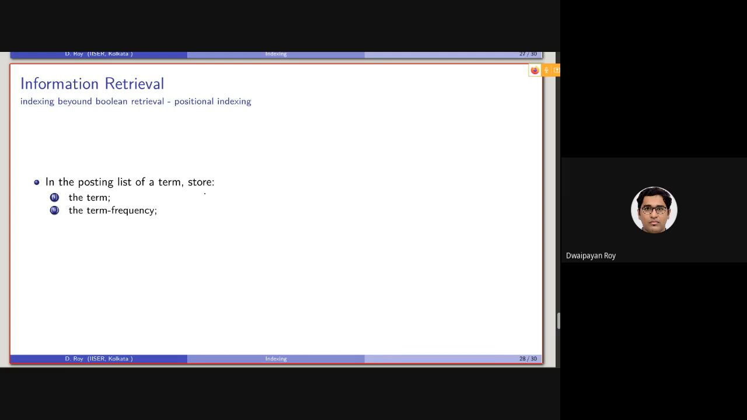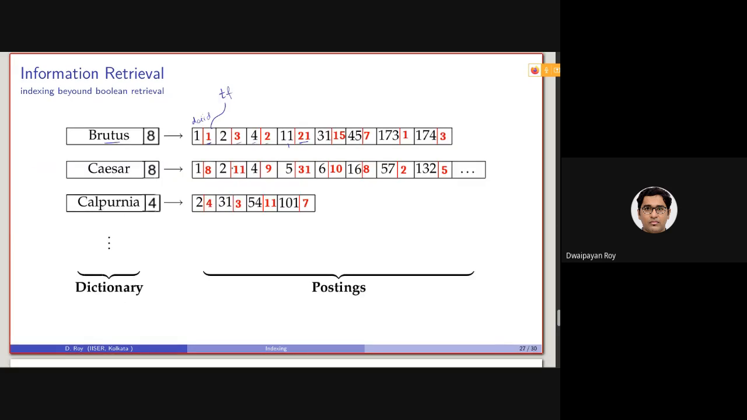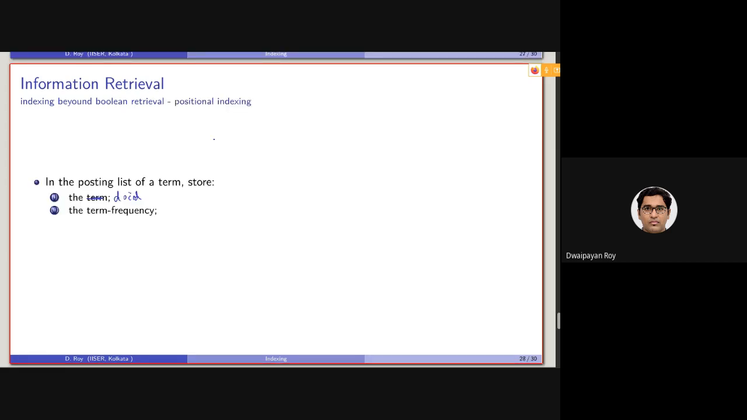Basically, pardon. So this should be not the term. So basically, for the term, we will be storing the doc ID, the term frequency of that term in that document. Together with that, sometimes we also store another piece of information, which is called the position of the term in the document.